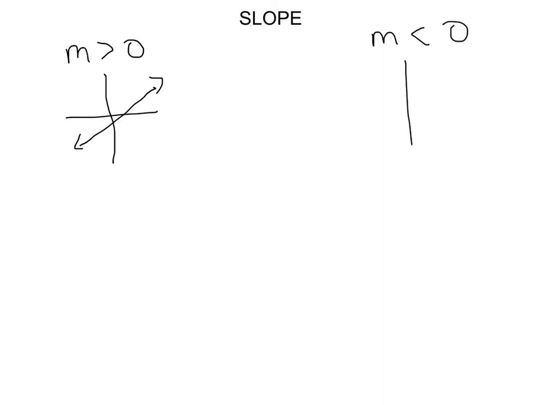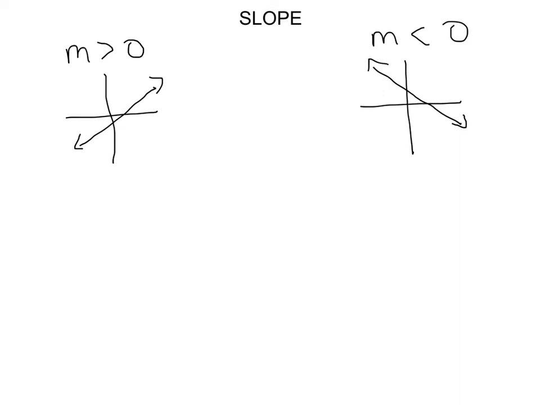Great. So let's talk very quickly about the different types of slopes that you're going to see, because this is going to be important. So the first type of slope that you're going to see is going to be a positive slope. M is greater than 0. And a positive slope is always going to go up to the right. On the other hand, if we have a negative slope, what we're going to see is that it's always going to go down to the right.